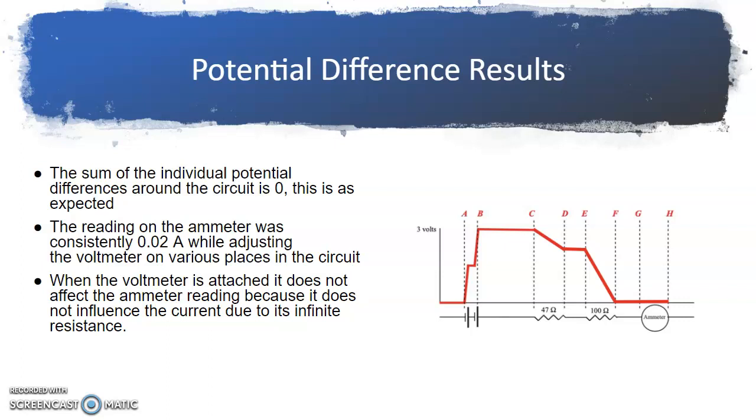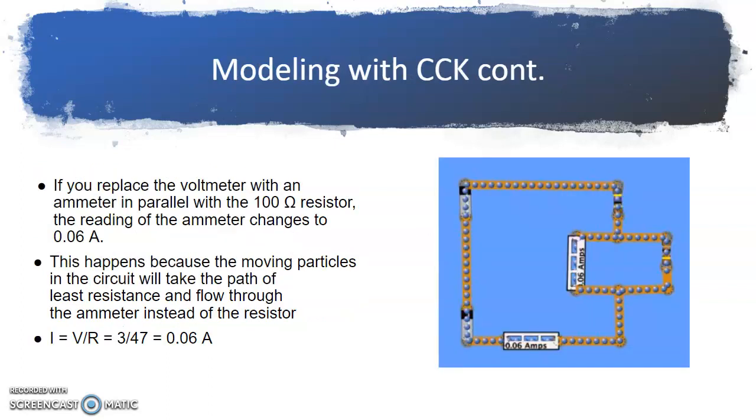Potential difference results: the sum of the individual potential differences is 0. This is expected. The reading on the ammeter is 0.2 amps while adjusting the voltmeter on various places. The voltmeter doesn't affect the ammeter because it does not influence it, due to its infinite resistance. If you replace the voltmeter with the ammeter in parallel, the reading changes to 0.06. This happens because the moving charge in the circuit will take the path of least resistance.